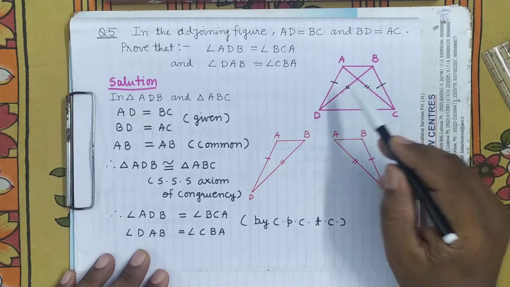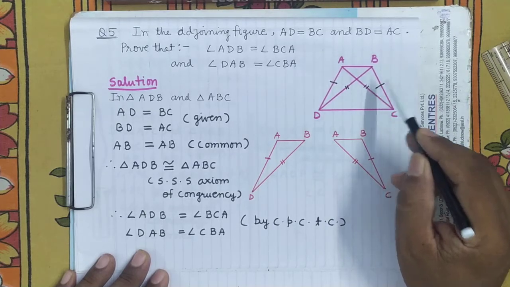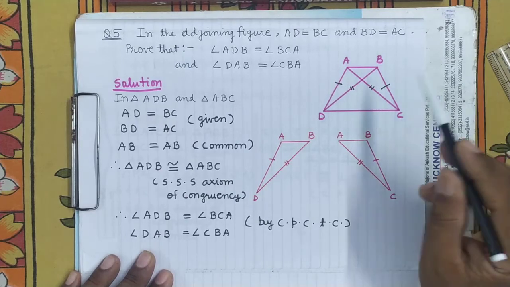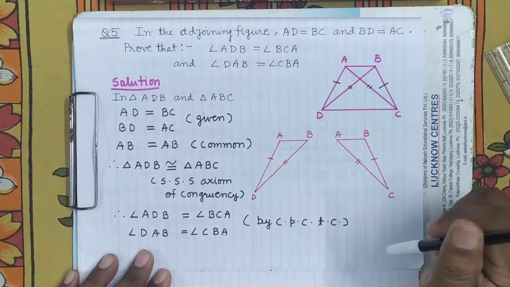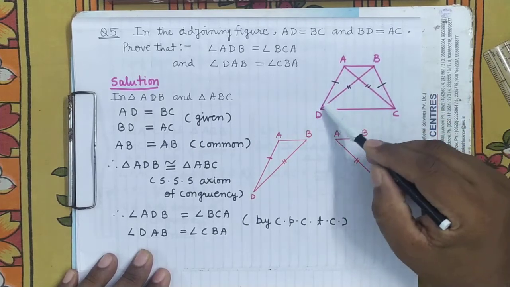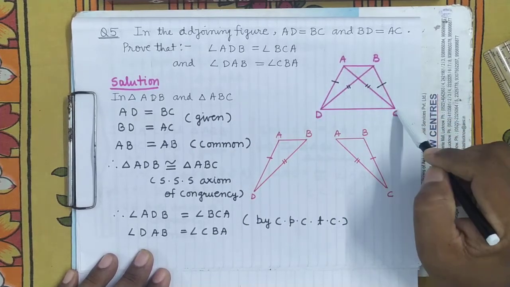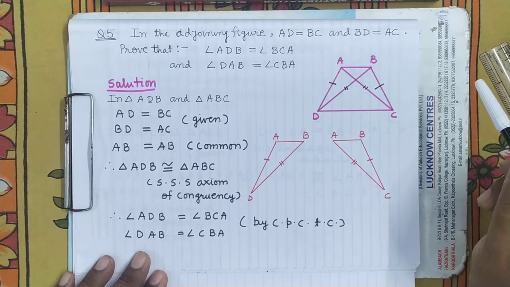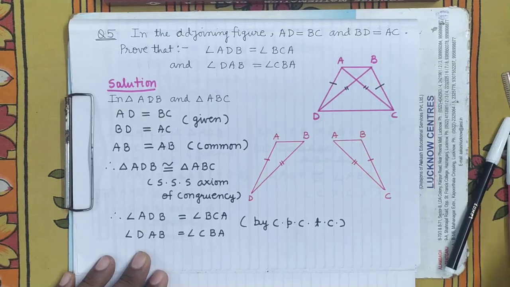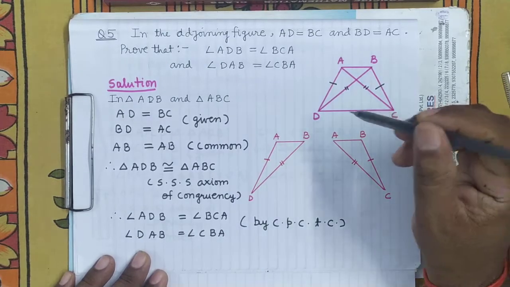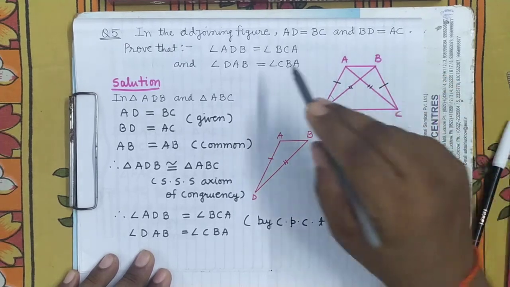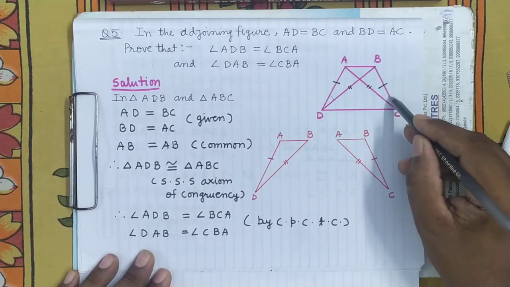AD equals BC. The sides which are given equal, you represent them by the same symbol. So AD is equal to BC. Then BD equals AC, means this side is given equal to this side. You have to prove angle ADB equal to angle BCA. First you find out where is angle ADB. Angle ADB is this, and here angle BCA is this.